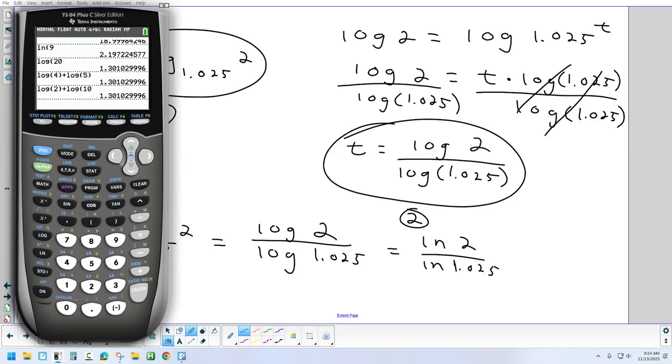So if you type in log 2 divided by log 1.025, and if you go back and look at the notes for this problem, it was 28.07 years that it was going to take. If you do it with the ln, you will get exactly the same thing. 28.07. Just don't mix them. If you want to use ln's, use ln in the top and the bottom. If you want to use log, use log in the top and the bottom.